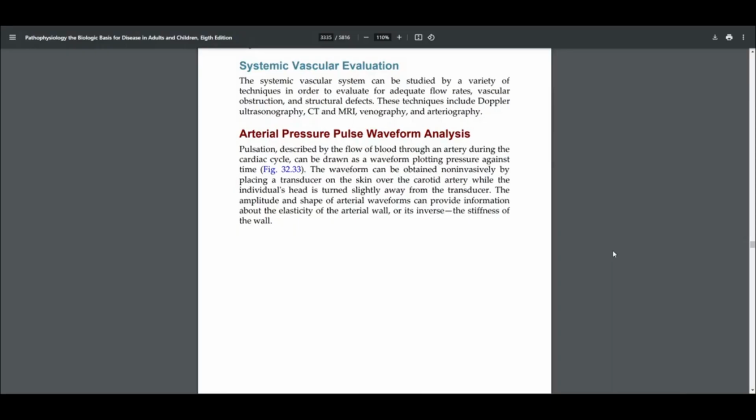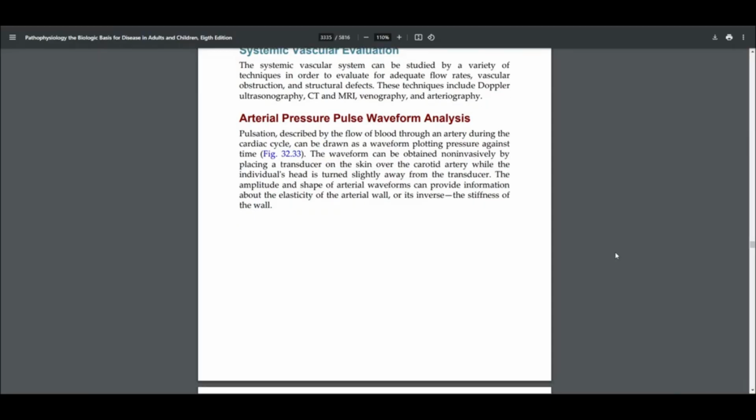Arterial pressure pulse waveform analysis. Pulsation described by the flow of blood through an artery during the cardiac cycle can be drawn as a waveform, plotting pressure against time. The waveform can be obtained non-invasively by placing a transducer on the skin over the carotid artery, while the individual's head is turned slightly away from the transducer. The amplitude and shape of the arterial waveform can provide information about the elasticity of the arterial wall, or its inverse, the stiffness of the wall.